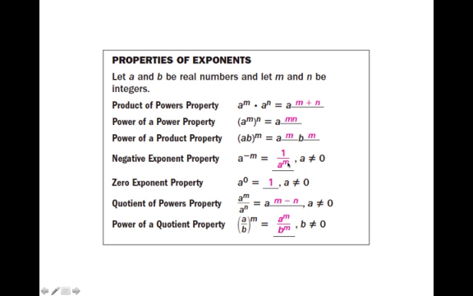the m. The zero exponent property is as long as a is not equal to 0, if it's any other number, that number to the 0 power is equal to 1. The quotient of powers property is a to the m over a to the n is equal to a to the m minus n. And the power of a quotient property, a over b to the nth power, you just raise each the numerator and the denominator to the nth power. So you have a to the m over b to the m. And we have a note here that b can't be 0 or you'd be dividing by 0, which is always a bad thing.